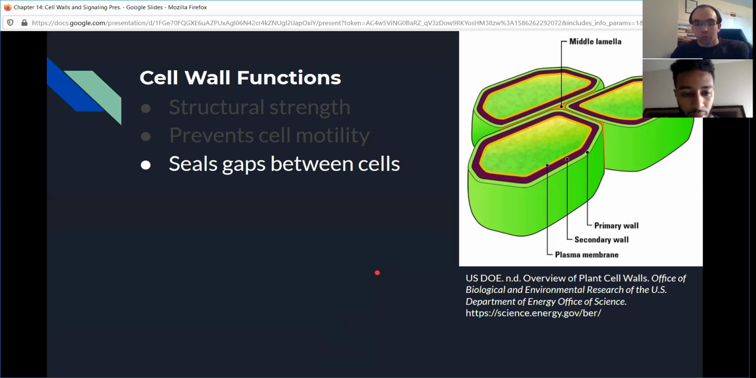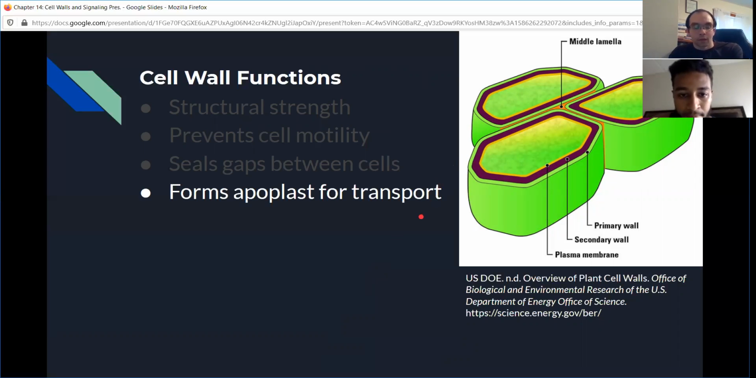Next, we have sealing gaps between cells. And this is, again, the role of the middle lamella, where all the spaces between the cells are filled in. This helps create a permanent or fixed barrier for plant cells. And of course, we have formation of the apoplast, which we talked about in roots with the xylem and the phloem. So the apoplast is a channel cut through the cell wall, if you will, where nutrients can be supplied to other parts of the plant.